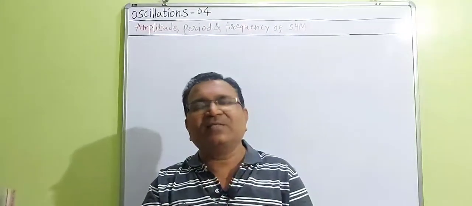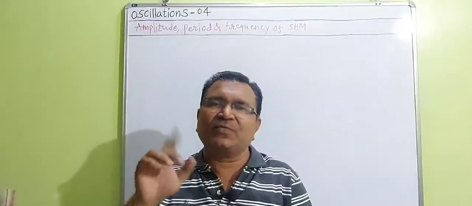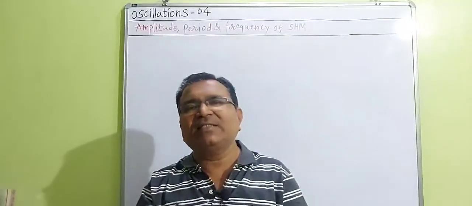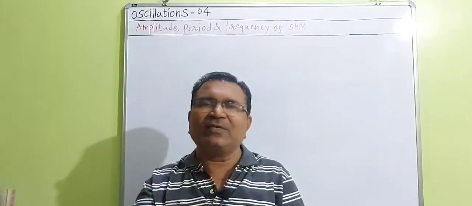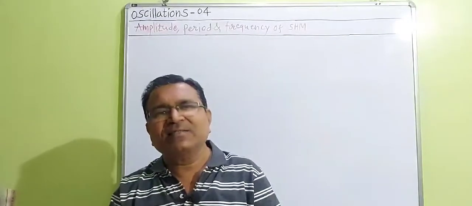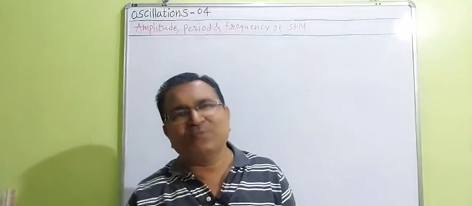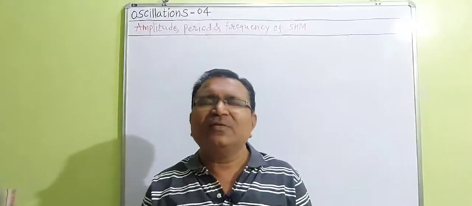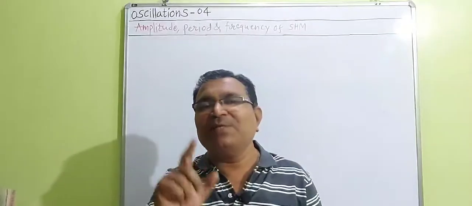As long as the 12th science oscillation is concerned, this is lecture number 4, and in this lecture we will have to discuss three physical quantities, that is amplitude of oscillation, period of oscillation and frequency of oscillation. So let us proceed to the first definition, amplitude of oscillation.